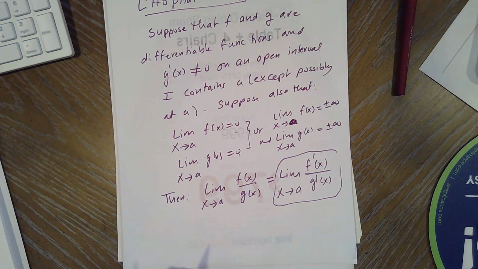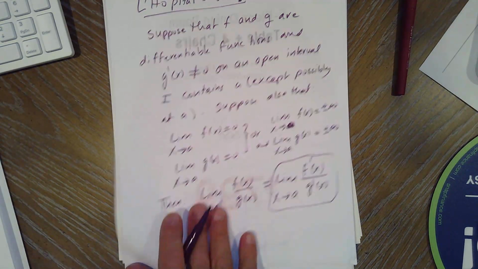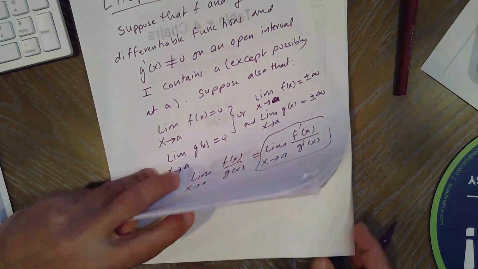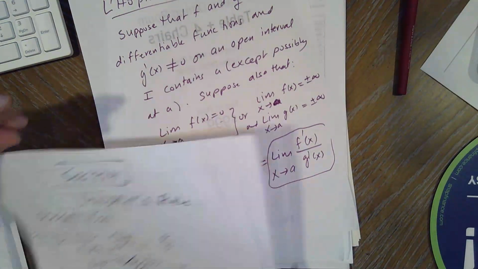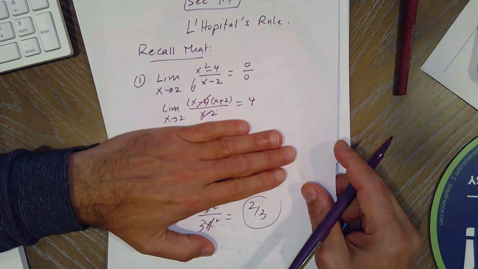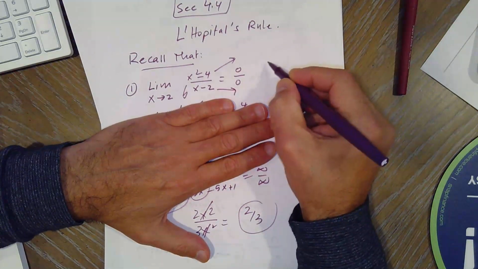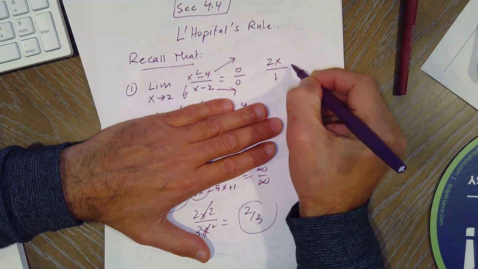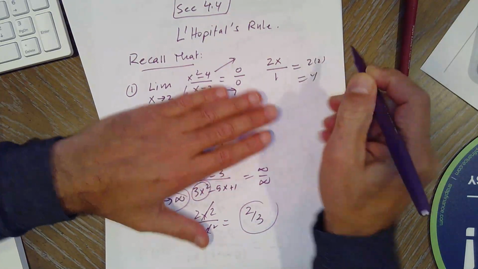Okay, that's going to give you the same result, which is pretty neat. I am looking at the examples right here. So remember how we did this by factoring and we got 4. If we get 0 over 0, we can do derivatives here. So it would be what? 2x over 1. 2 times 2 is 4. So the answer is 4.